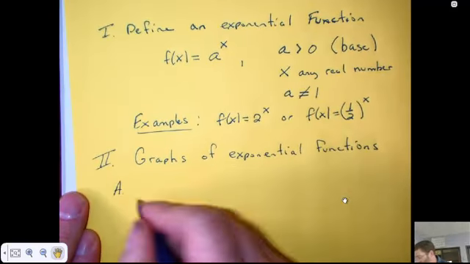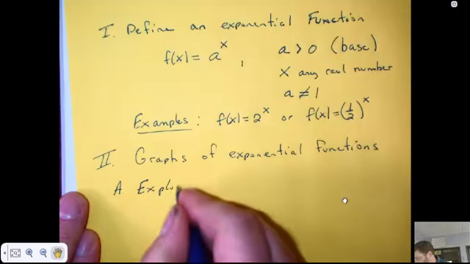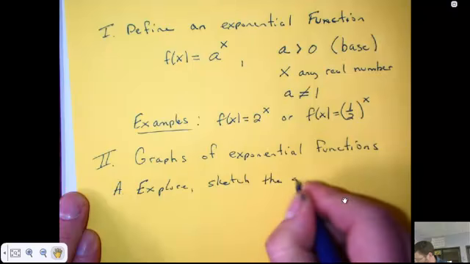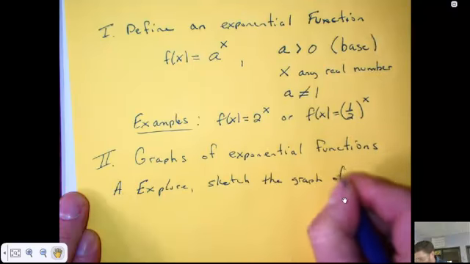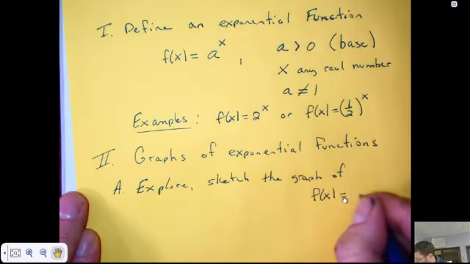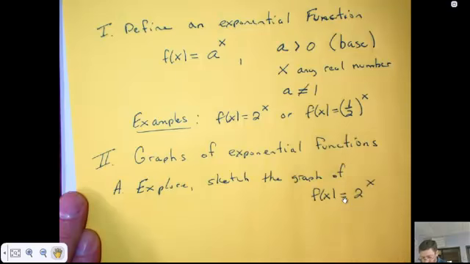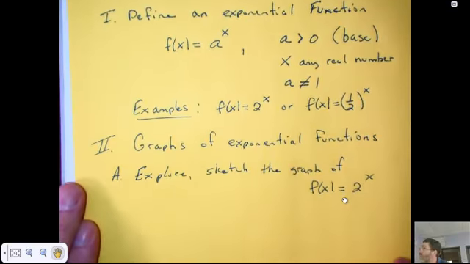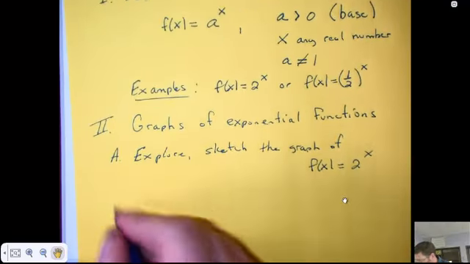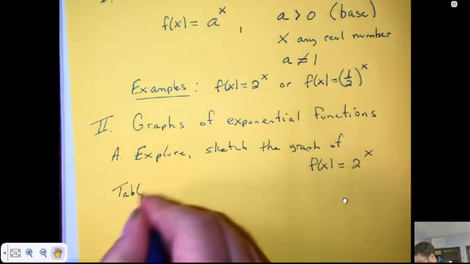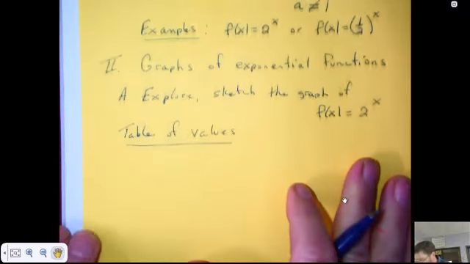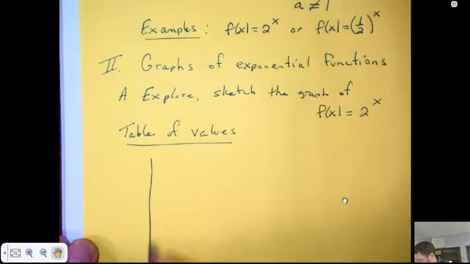So to explore this, let's go ahead and sketch the graph of f of x is 2 to the x. Let's do this by making a table of values to graph, kind of like you did way back in 7th grade, 6th grade, I don't know.